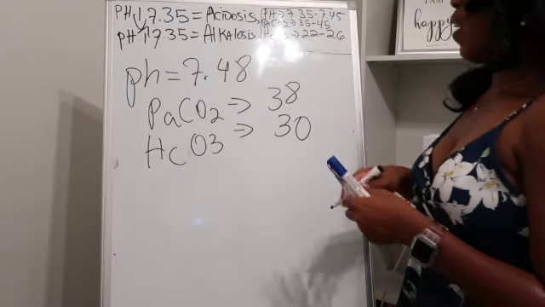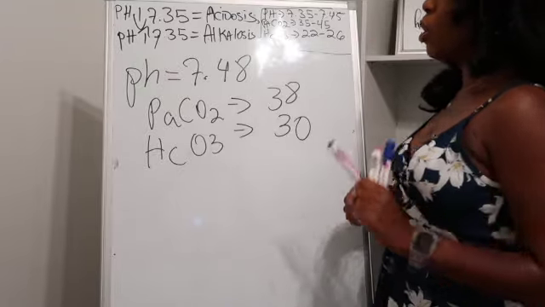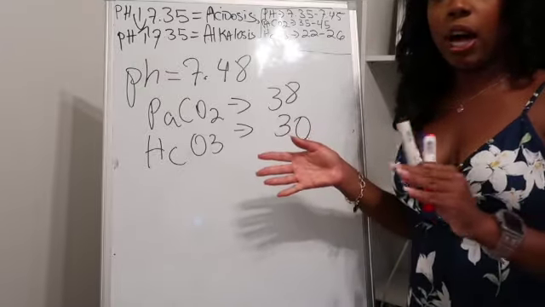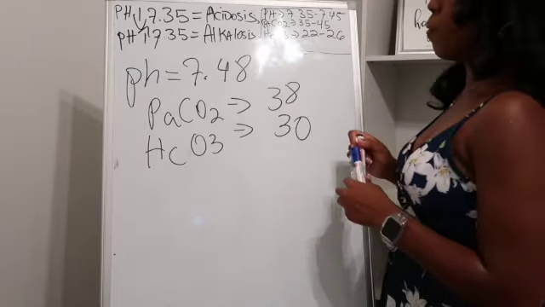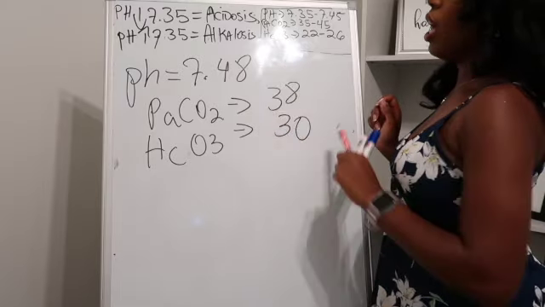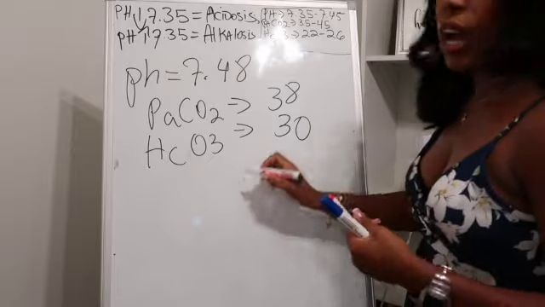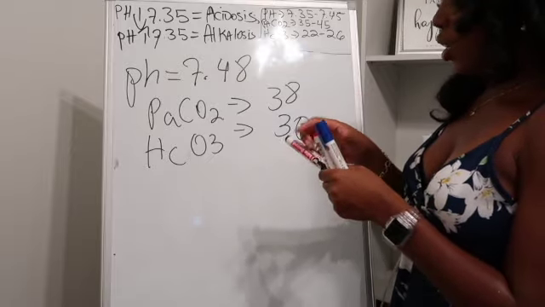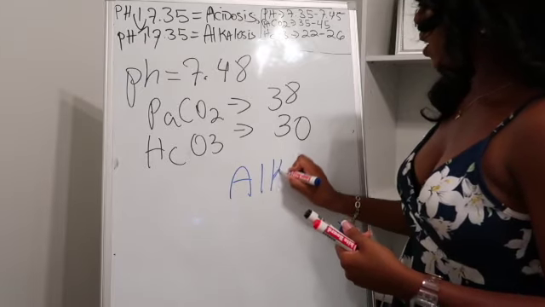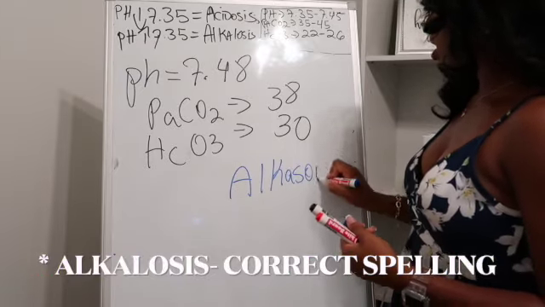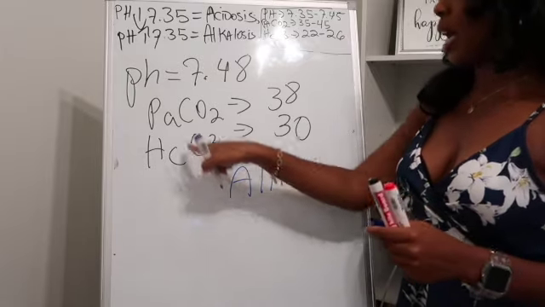So look at it. All right, so my first step is to look at the pH level. So I know the normal blood pH is 7.35 to 7.45, okay? So this is above 7.45, so I already know this patient is alkalotic. So I could automatically write down right here alkalosis. So we got to find out if this patient has respiratory alkalosis or metabolic alkalosis.